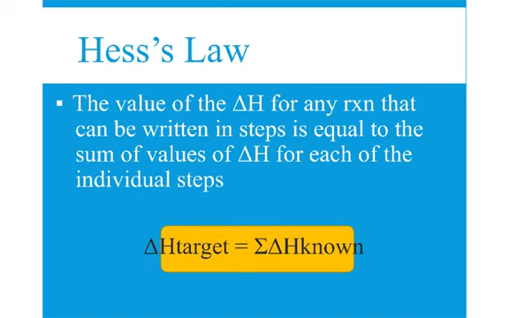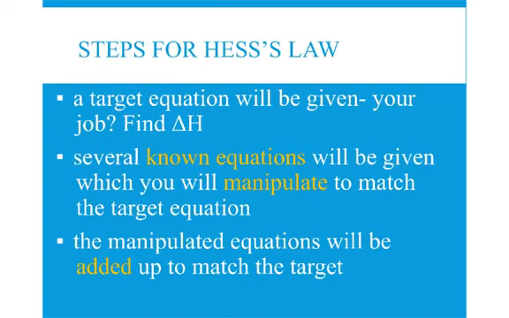So Hess's law is: the value of the delta H for any reaction that can be written in steps is equal to the sum of the values of the delta H for the individual steps. Now that's a very complex type of explanation, but basically what it means is that the delta H of a target equation can be equal to known equations that add up to be the same as the target. I'm going to lay down the foundation, but it's not going to make a ton of sense until we have some context, which means our first example. So stick with it.